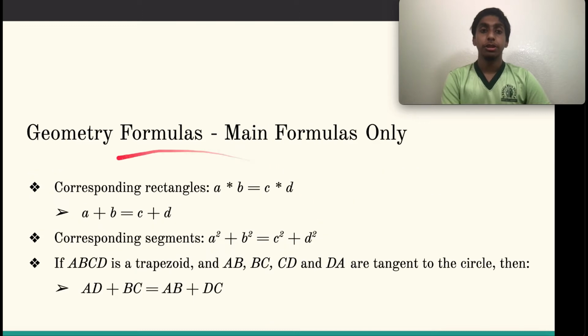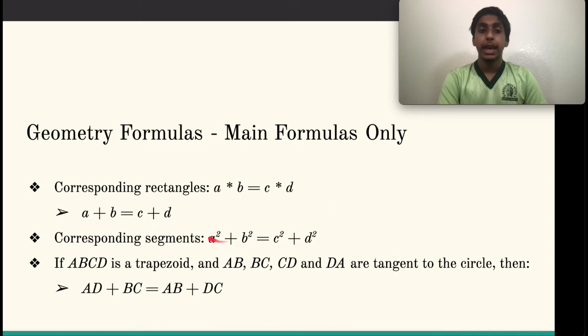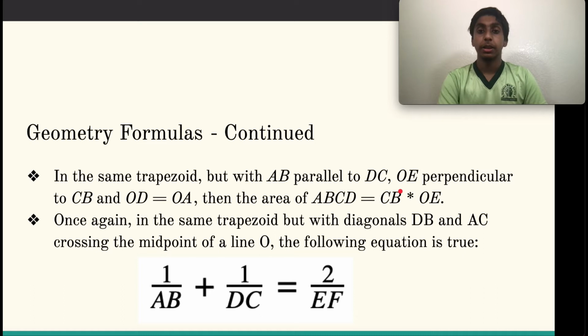So once again, these are just some quick formulas that you can use when you have corresponding rectangles and so on. And now let's move on to some more trapezoid formulas. So in the same trapezoid, so we still have a trapezoid, we still have a circle inside it, but with AB parallel to DC. So here, AB was our top and DC was our bottom. But now AB and DC are parallel, and we have this OE segment that's perpendicular to CB, and OD is equal to OA. Then the area of ABCD is going to be equal to CB times OE.